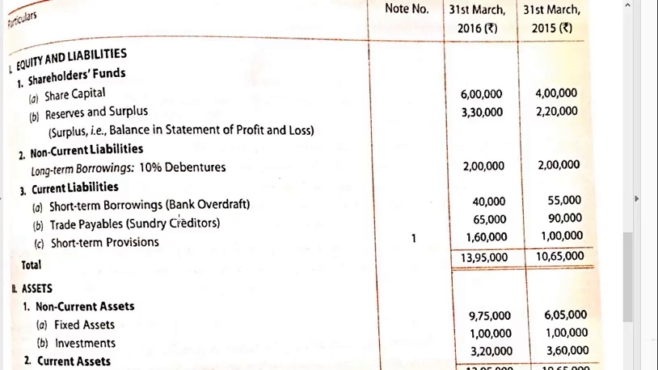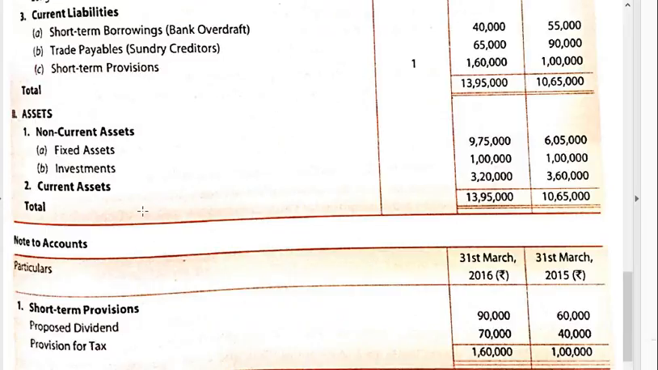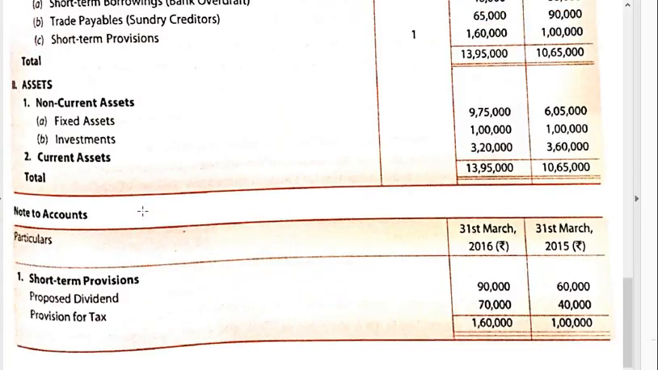Reserves and surplus means the surplus, that is the balance in the statement of profit and loss. Non-current liabilities, long-term borrowings, 10% debentures. Current liabilities, short-term borrowings, trade payables, short-term provisions. On the asset side, we have the non-current assets, fixed assets, investments, current assets. Then notes to accounts: short-term provisions include proposed dividend of 90,000 this year, 60,000 last year. Then provision for taxation, current year 70,000 and 40,000 for last year.